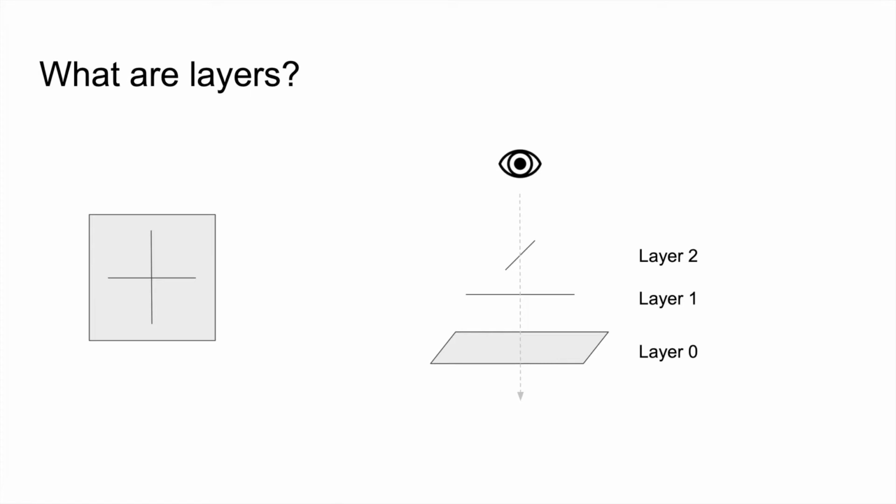So on the left-hand side here, we see a box and a cross in the middle, and this is composed of three different layers that we see on the right-hand side. So from a user's perspective, they see what's on the left, but you as a designer have controlled the different layers and where they are to create this configuration on the right.